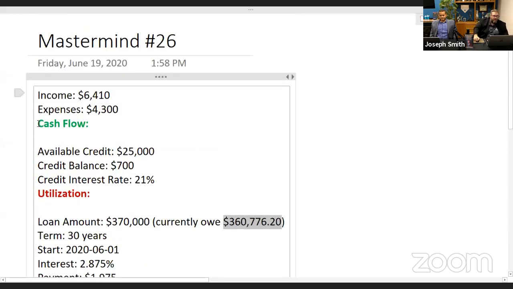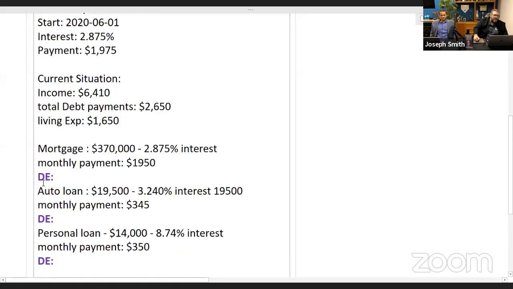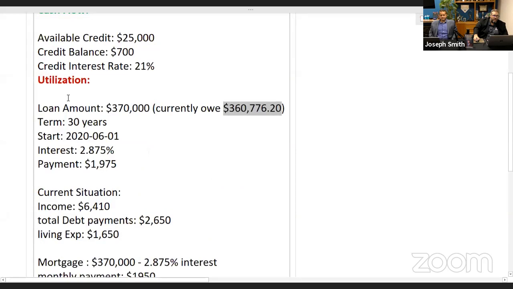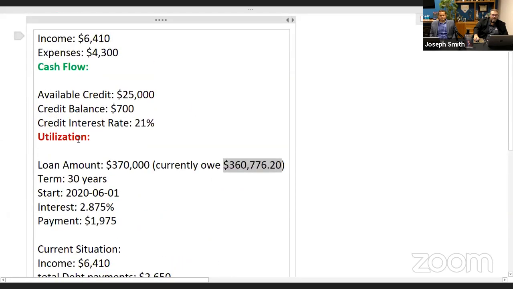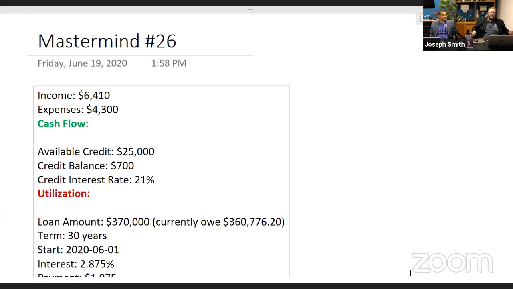You see a couple of things here. You see cash flow, you see utilization, you see this DE. This stands for debt efficiency. Utilization is your indebtedness: how much of your lines of credit are you using? Cash flow is how much positive monthly cash flow have we created? So now I open it up to you folks. Your goal is, let's get this person out of debt as quickly as possible, and go.